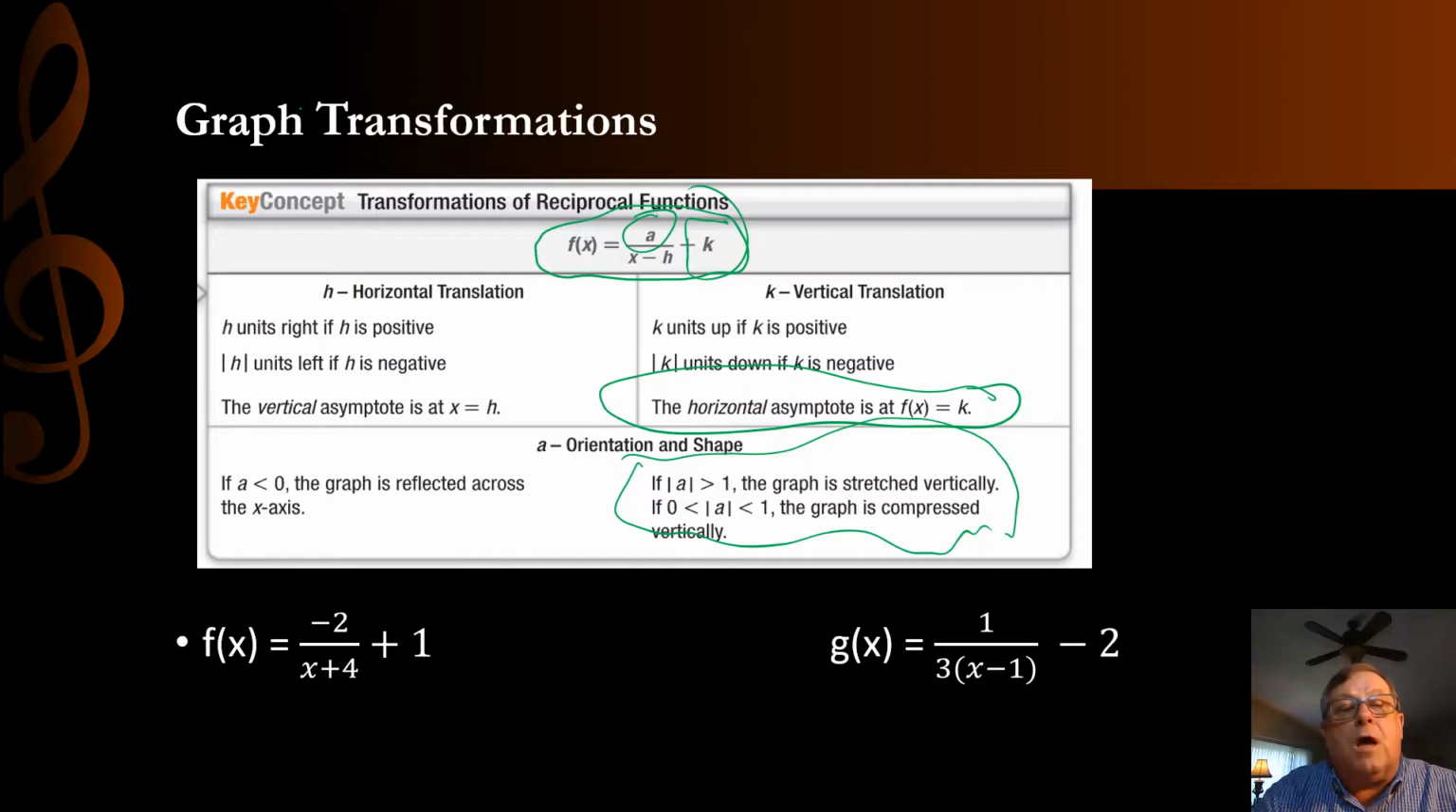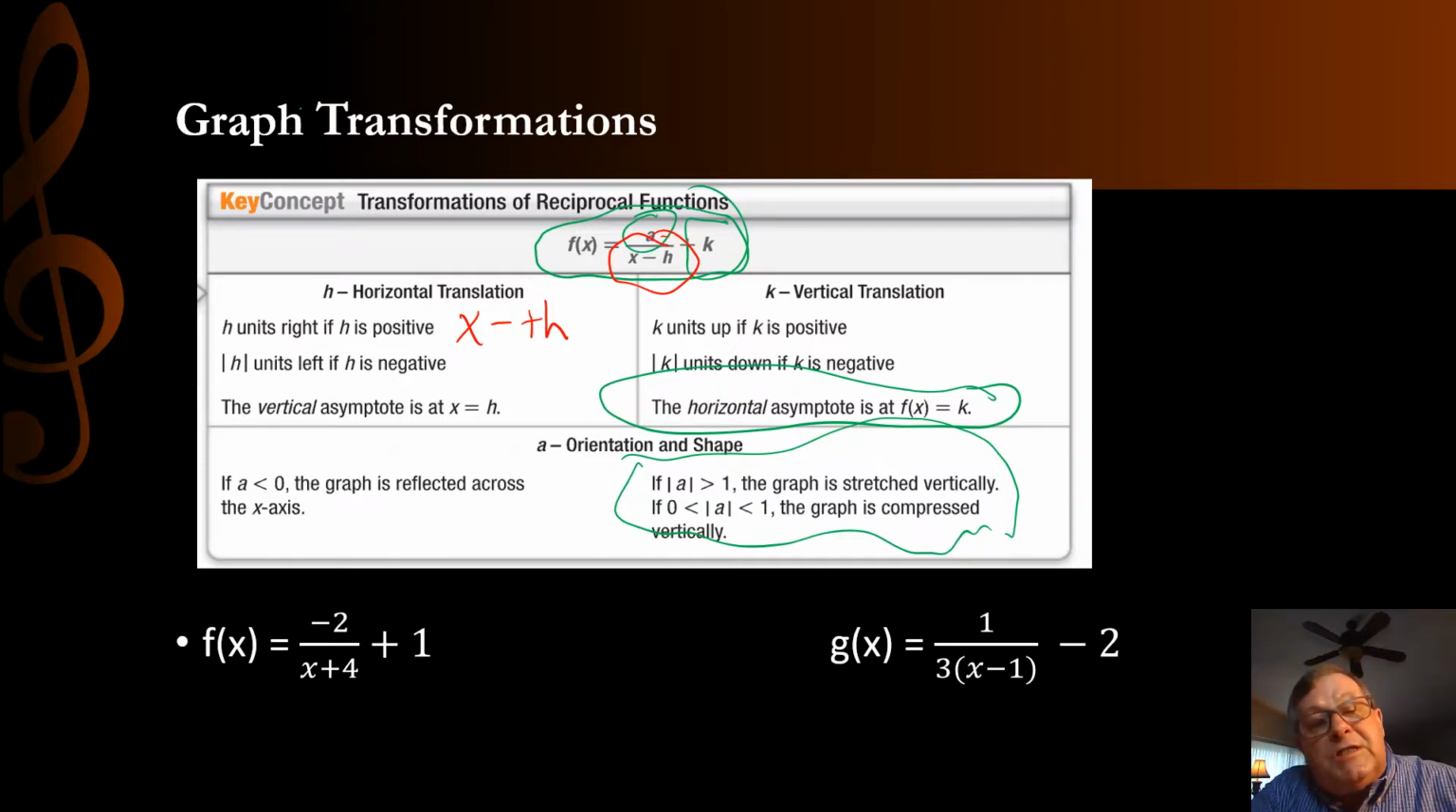And then we come to the horizontal translation, and that occurs within the denominator. And so here we've got x minus h. And this is where it can get a little bit confusing. If you see what's on this chart here, it says that the graph moves to the right if h is positive. Well, what's really happening, if you think about it, is this is x minus positive h, which is going to make that value negative. And that's why it moves it to the right.